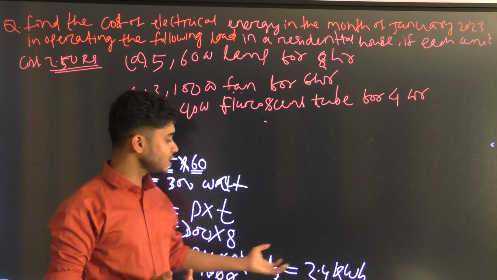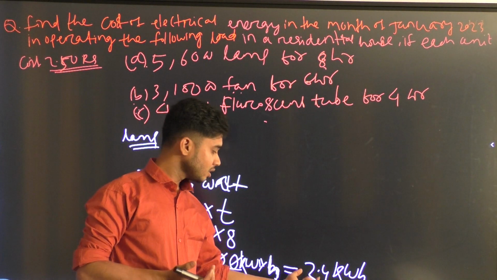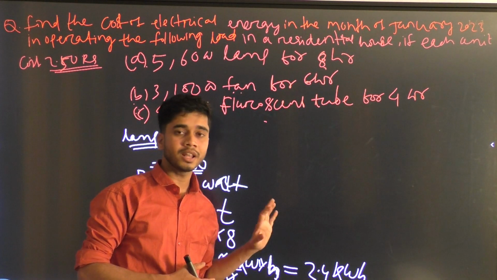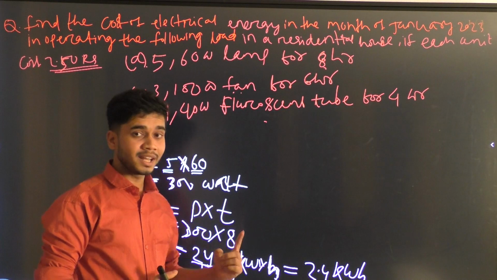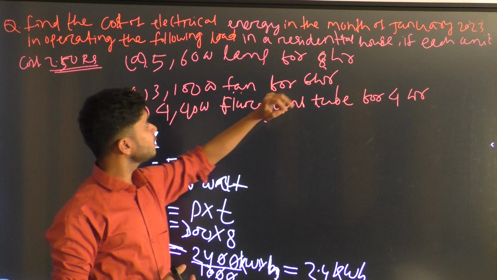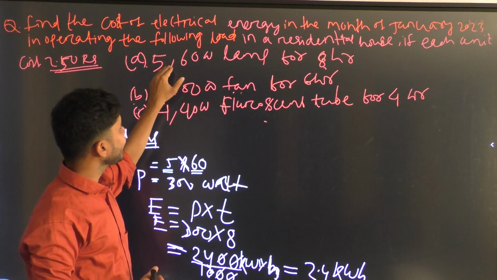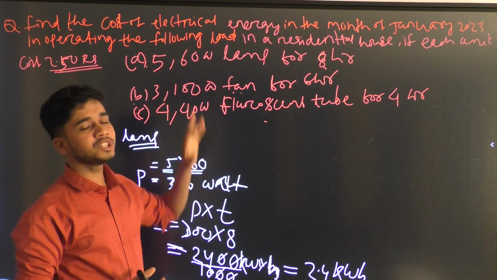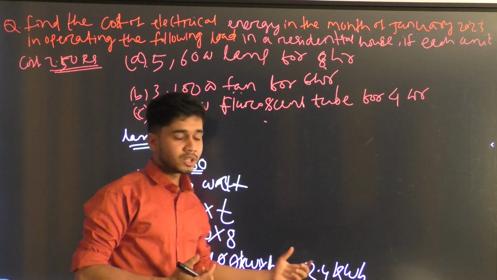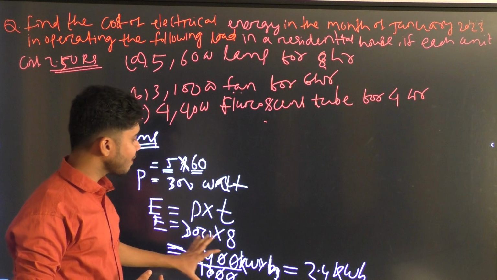That's why it is expressed in terms of kilowatt hour and the value is 2.4. This is the amount of energy required by the lamp load in one day. If the lamps are on for a period of 8 hours and there are 5 lamps, and each lamp is 60 watt, then this is the amount of energy consumed by the lamps. So this calculation is done for the lamp load.